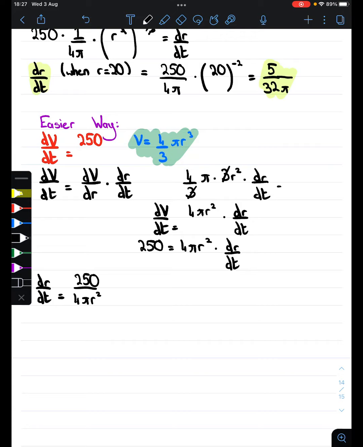Okay, and now we're looking for dr dt when r is 20. So if we just sub in r equals 20 here, 250 over 4 pi by 20 squared, we again get 5 over 32 pi, just as we did before. And I probably should have done it earlier. What are the units for this? Well, it's increasing at this many centimeters per second.